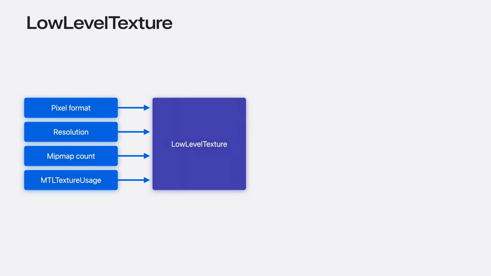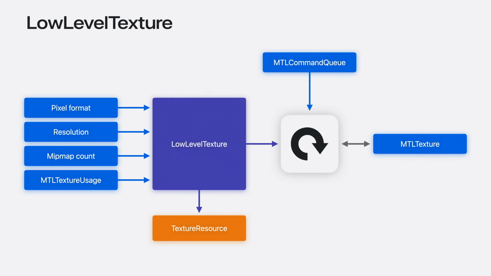You can use low-level textures in a similar way. You can create a low-level texture from a given pixel format and resolution. You can then create a texture resource from the low-level texture and use it anywhere in a RealityKit scene. And you can use a command queue to draw to the low-level texture through an MTLTexture.